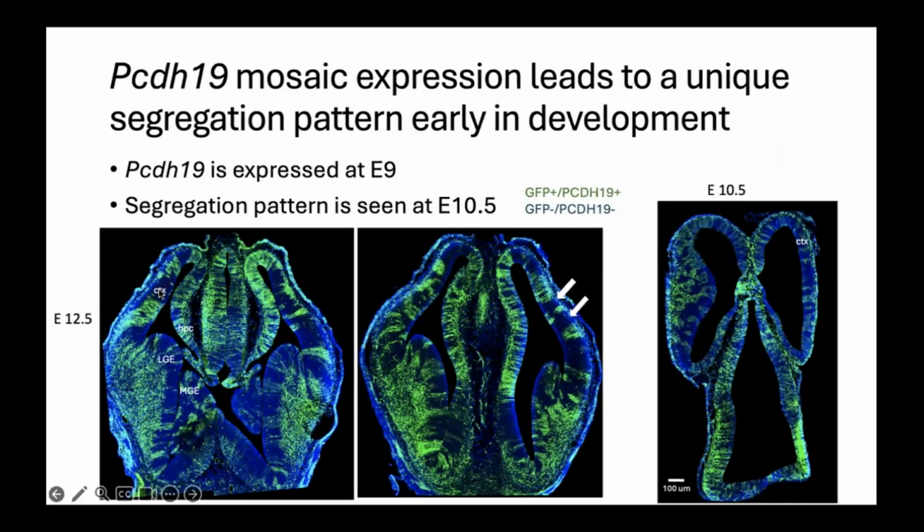We can see that there's this clustering of the GFP positive cells, which would be the PCDH19 positive cells, or what we think is, because it's a surrogate marker, and then the PCDH19 negative cells. So you see this really nice striping pattern. And in my very bad embryology, at E10.5, you can see it even in the cortex that early in development as well.